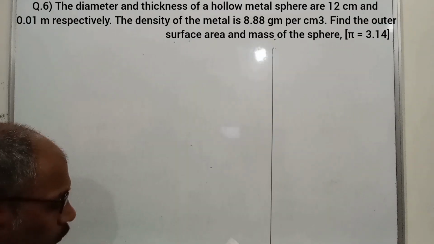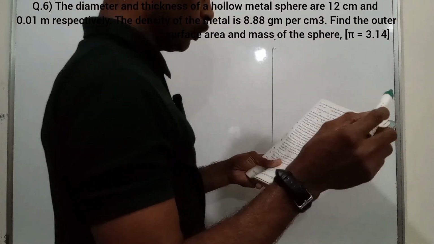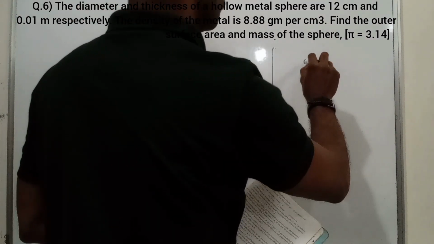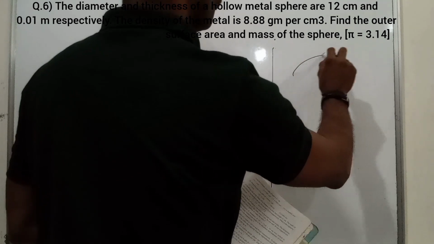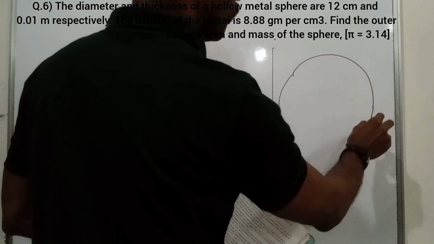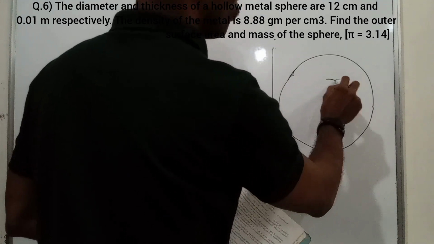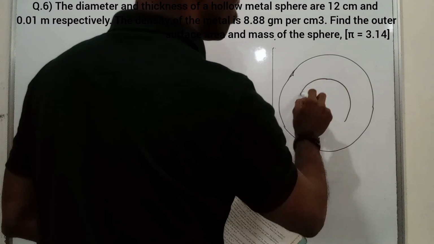See this, question number 6. The diameter and thickness of a hollow metal sphere. See this, hollow metal sphere. This is a hollow metal sphere.